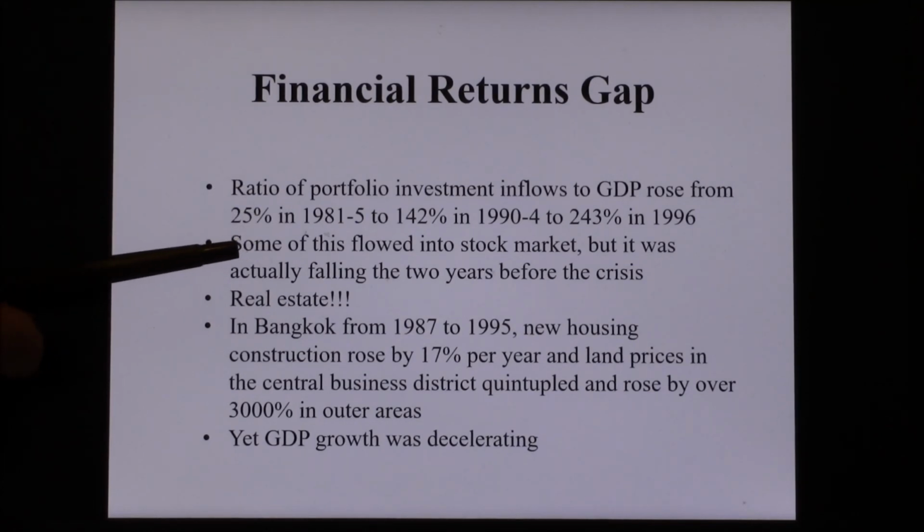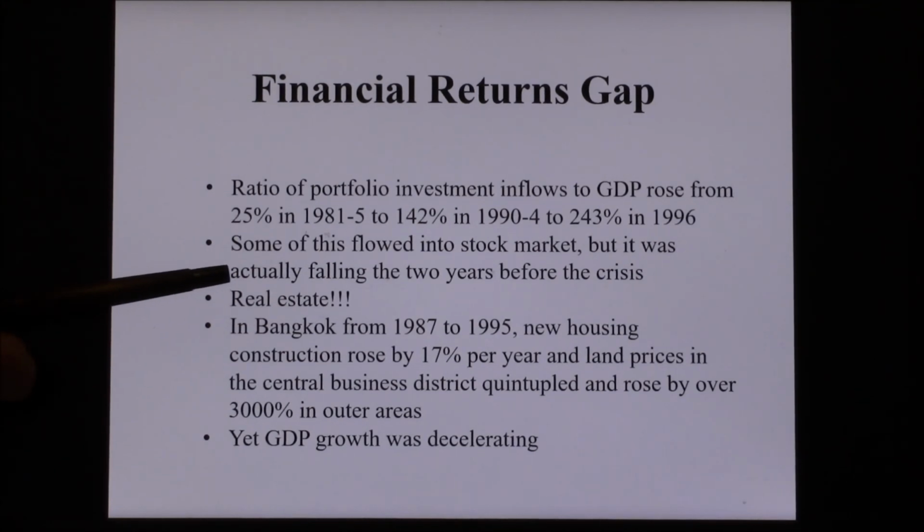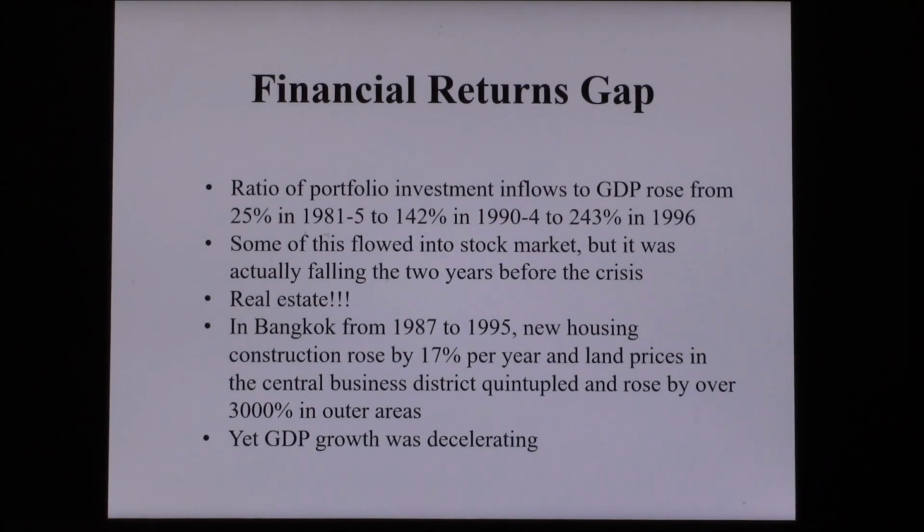Some of it flowed into the stock market, but actually the stock market was falling in the 2 years before the crisis. So unlike Mexico, but it was real estate. That was the really big deal in Thailand. And in Bangkok, check this out. 87 to 95, new housing construction rose by 17% a year, and land prices quintupled and rose by over 3,000% in the outer areas. And yet GDP growth was decelerating.